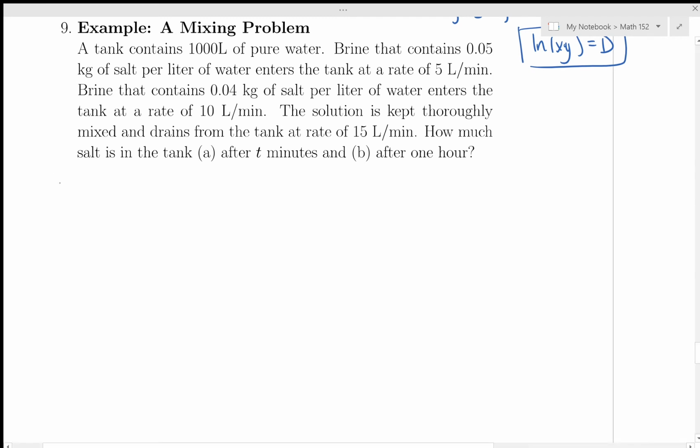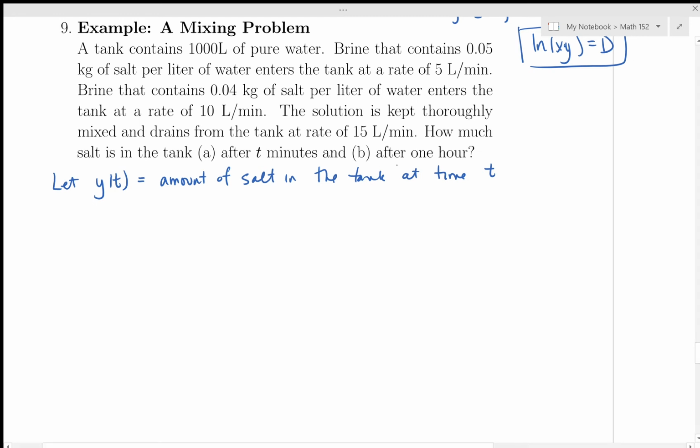Okay, so what we're going to do is let y of t be equal to the amount of salt in the tank at time t. So we've got this tank filled with pure water, and two different concentrations of salty water are coming in. We're assuming it mixes instantly and really well, and then salty water is draining out, and we want to know how much salt is in the tank after t minutes.